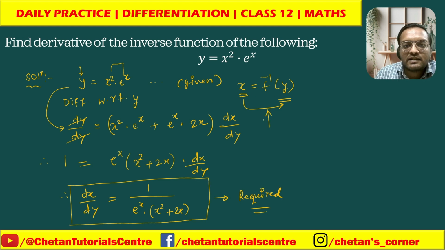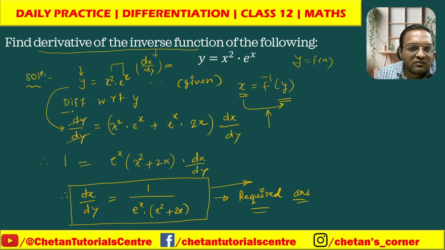As x is the inverse function of y, the derivative of the inverse function will be dx by dy. We just differentiated this given function with respect to y. Once we differentiate this function with respect to y, we get the value of dx by dy, and on further simplifying this, we get the final value of dx by dy, which is 1 upon e raised to x inside the bracket x square plus 2x, which is our required answer. So in this way we solve this type of question.